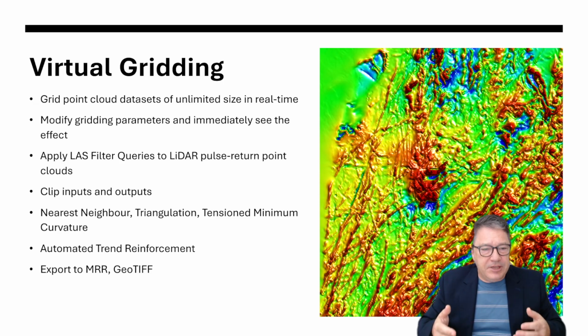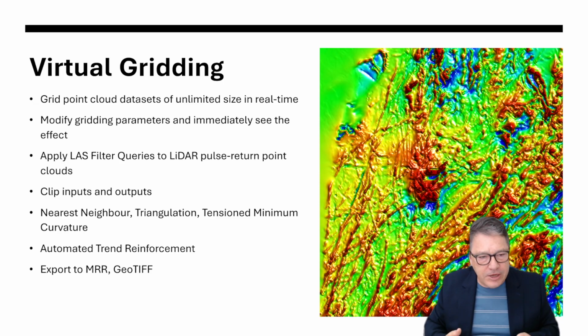We augment the tension minimum curvature algorithm with a very special capability, which is a world first, and that's automated trend reinforcement. It's something I've been thinking about for 20 years, and this year I've finally managed to put it into a piece of software. So whilst the minimum curvature iterations are proceeding, it analyzes the trend directions in the dataset and applies modifications to reinforce the trend directions as it grids. So you get a very high quality minimum curvature raster, but with your lineaments enhanced.